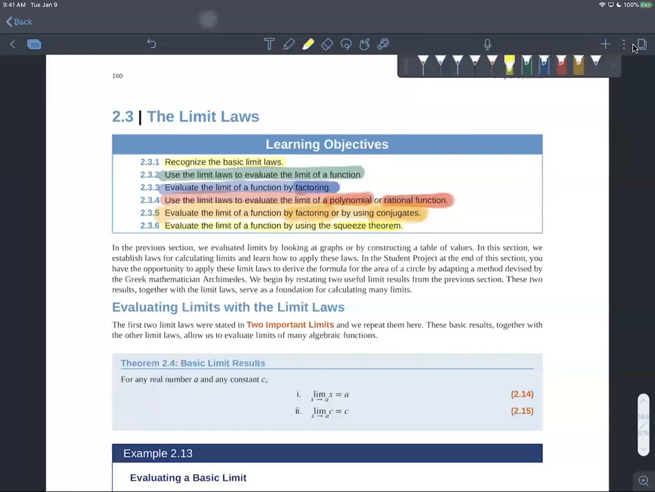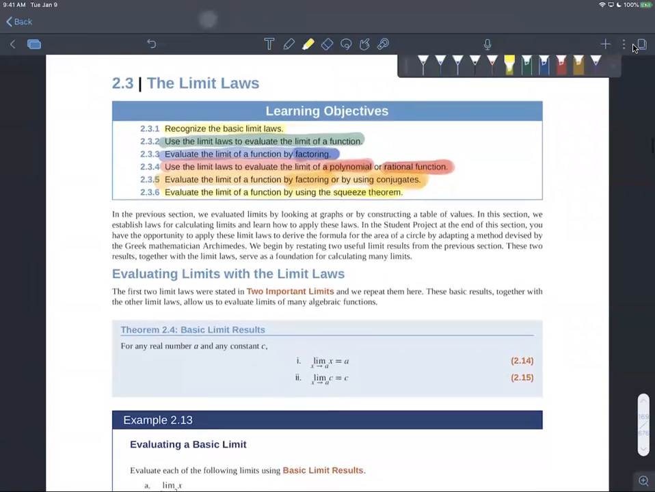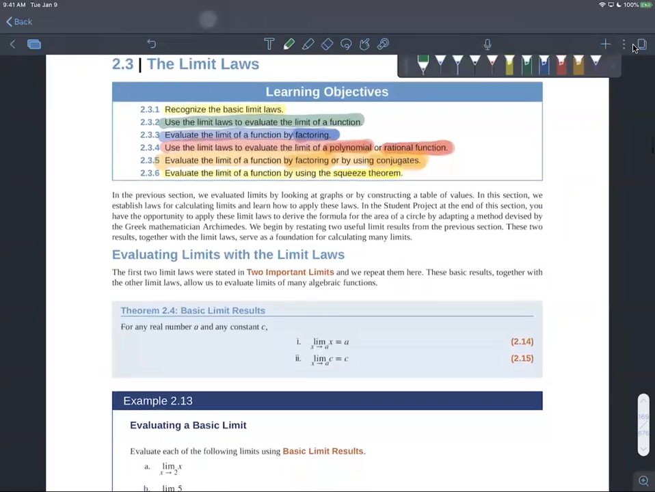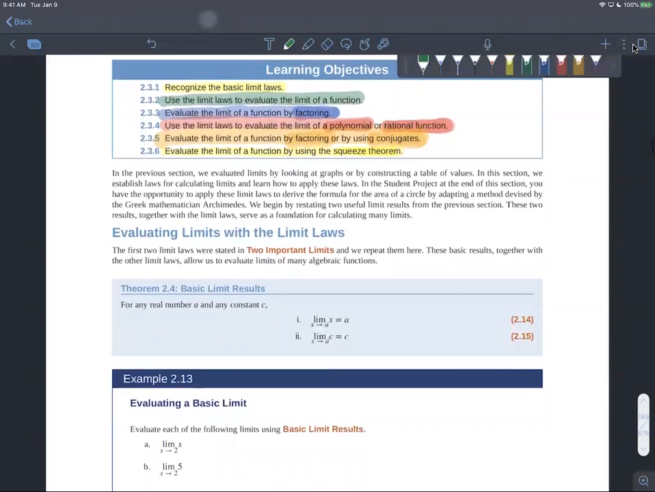Okay, so we've already talked about the basic idea of a limit. And so we're going to come up with ways to find limits without actually necessarily graphing the function. In the previous section, we illustrated limits by looking at graphs or by constructing a table of values. In this section, we establish laws for calculating limits and learn how to apply these laws.